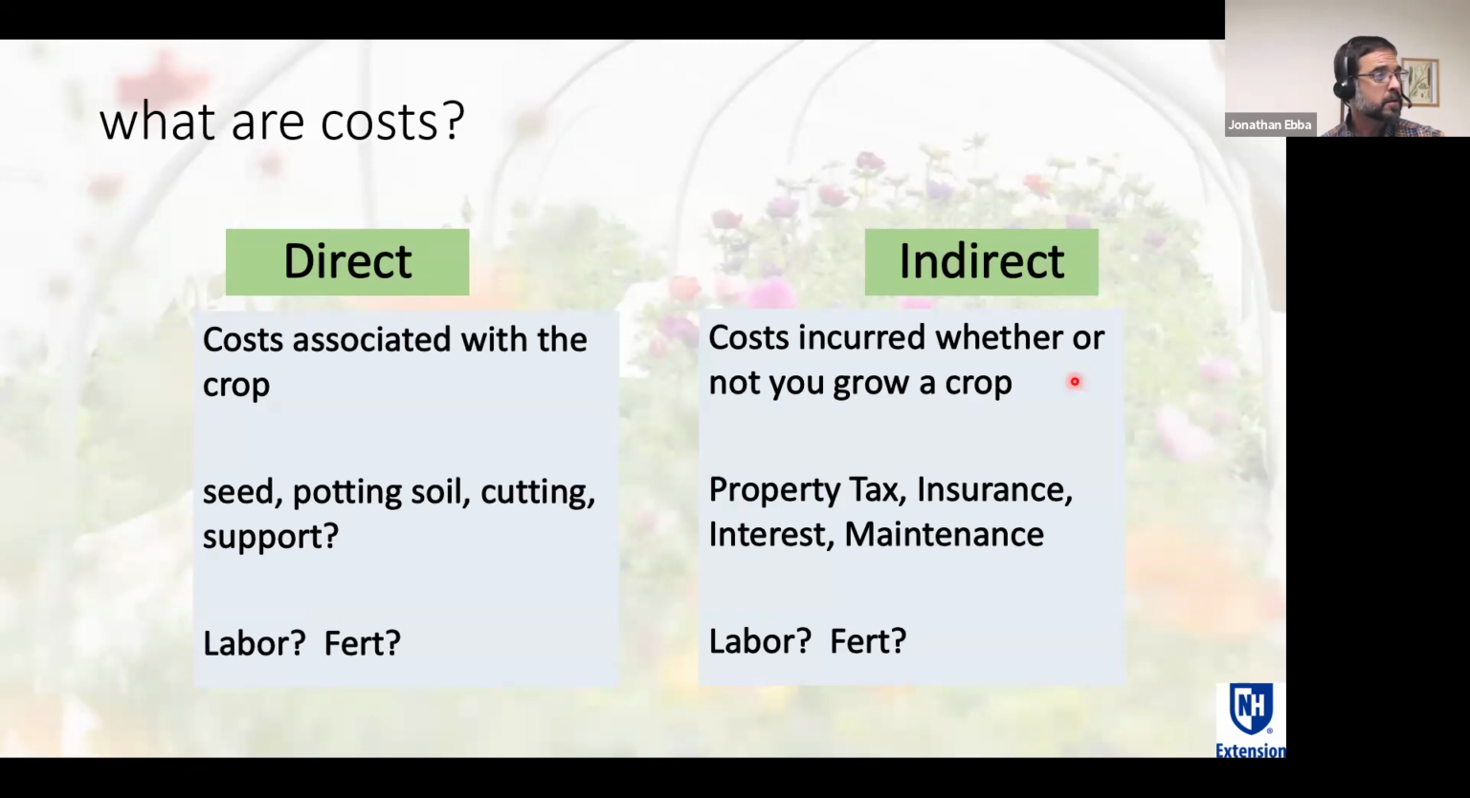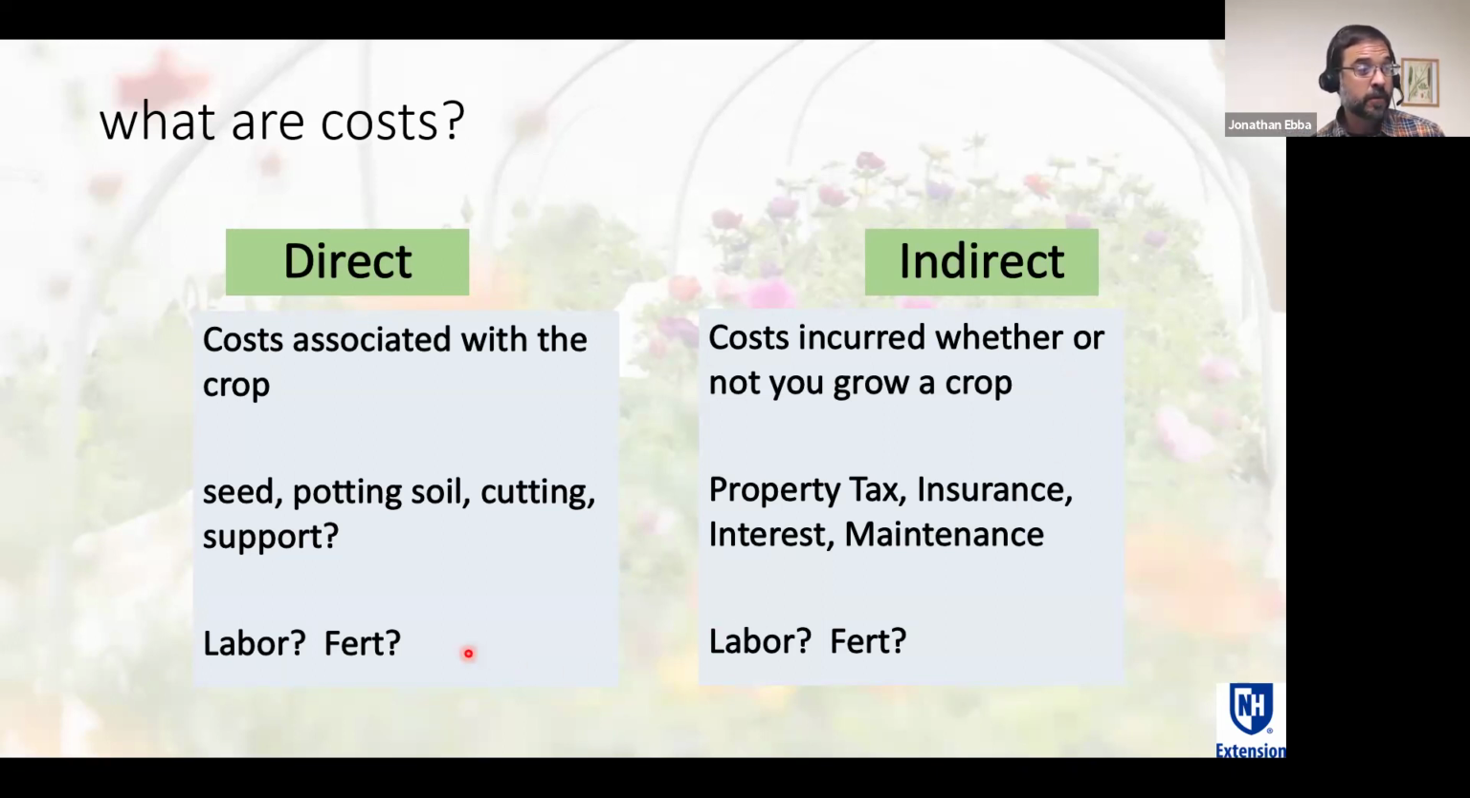So costs, direct costs, these are the easy ones. These are the ones associated directly with the crop. Things like seed, potting soil if you're using that, or if you're buying a cutting or a liner, or a stake to support it, etc. Maybe you can do labor. Maybe you can do fertilizer. Some plants take much more feed than others. Perhaps you can make allowances for that in this.